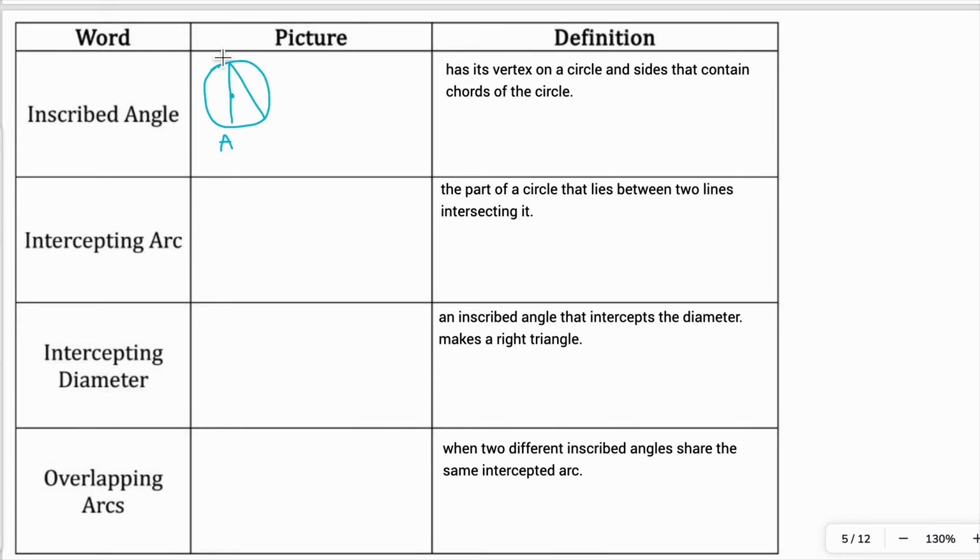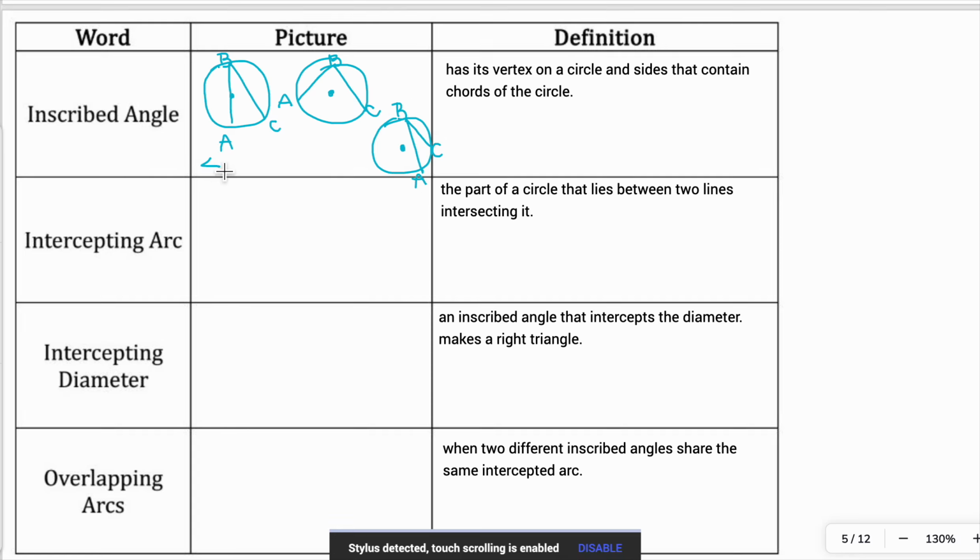So we're going to name this A, B, C. The second option is when we see the inscribed angle going on either side of the center, ABC. And then the third example is when we have that center and maybe they're off to the side, still making angle A, B, C. So angle ABC in each one of these is an example of an inscribed angle.